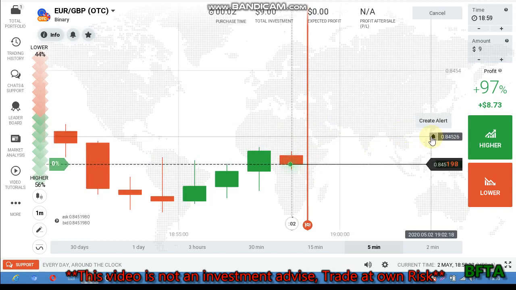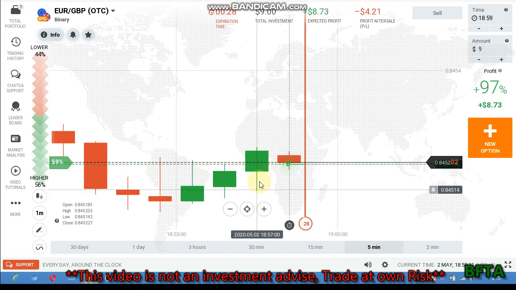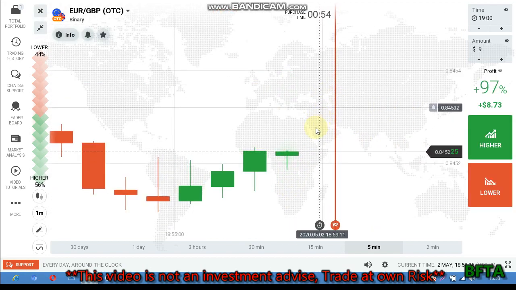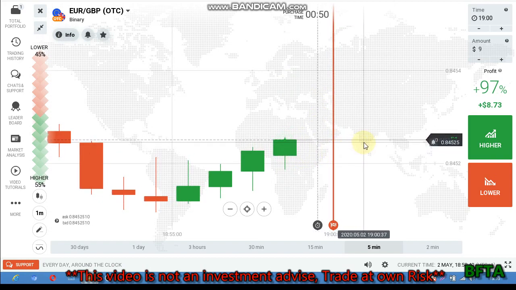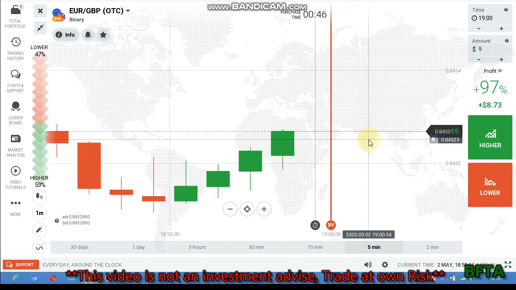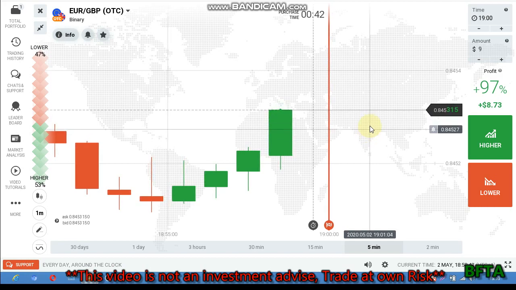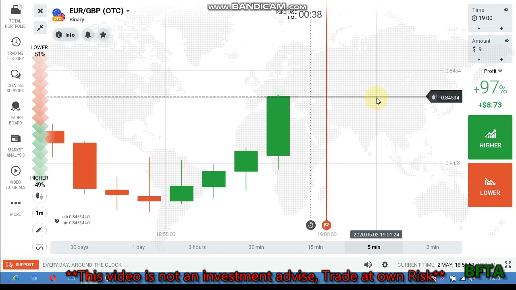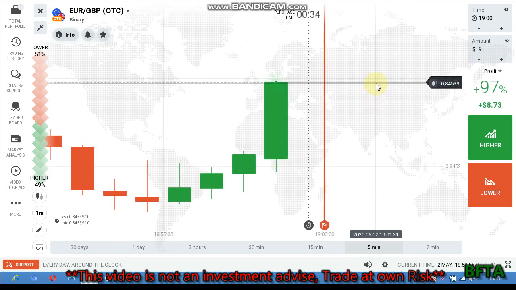I'm going to place a call option because of this strong buyer entry here and the strong rejection from buyers. So the next candle here will be bullish. Okay, so buyers are entering. Strong buyers.